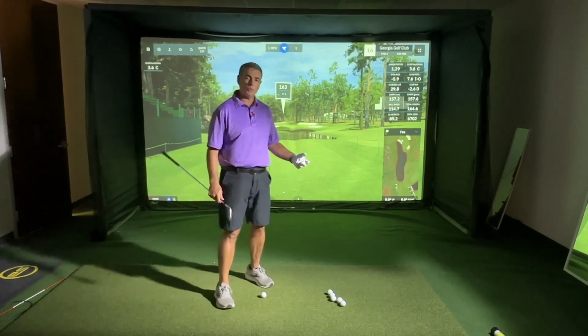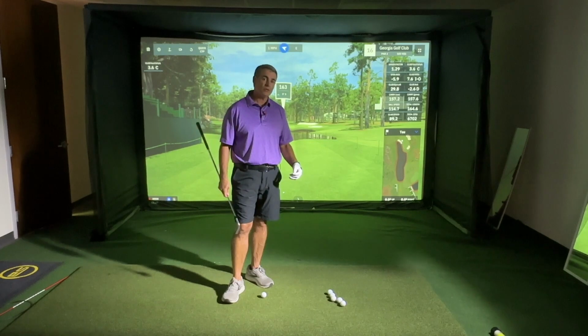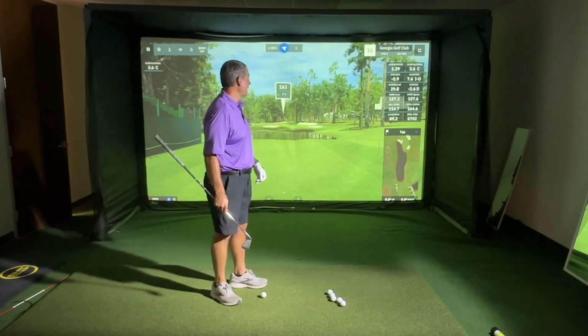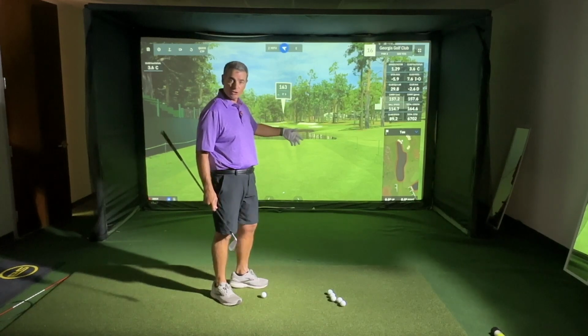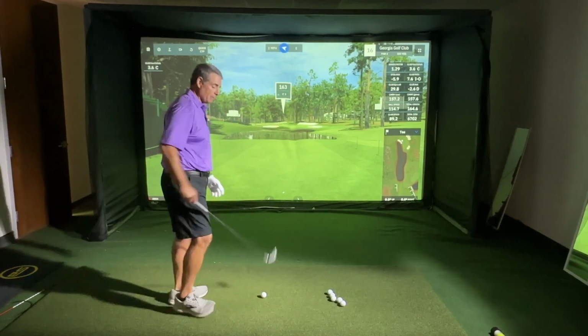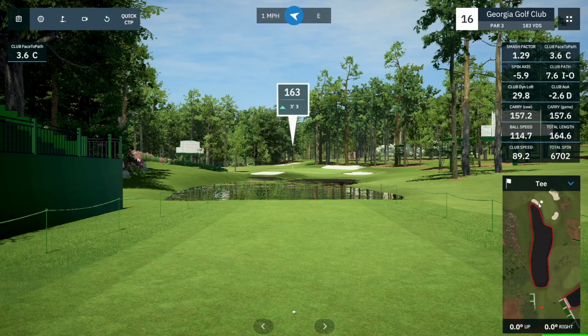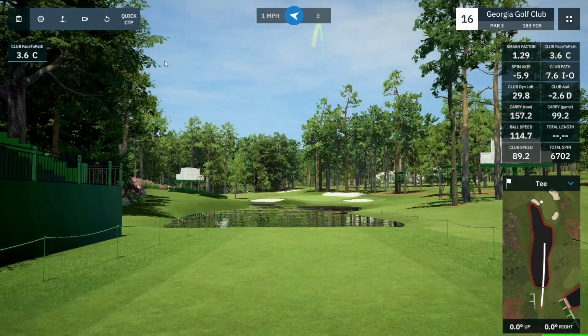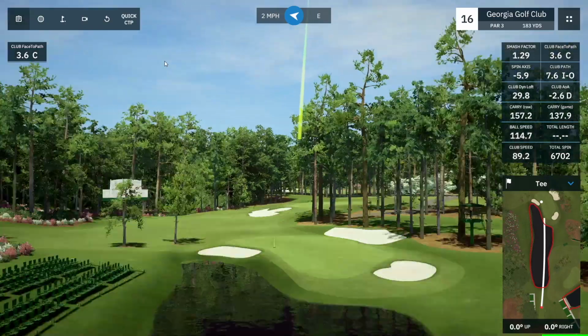I want to do this in a way so that if you use a home simulator or you have a launch monitor, you can also look at the data that's on your screen and try to figure out what's going on. So on that last shot that we just hit, I'm going to replay it here real quick. So let's watch. You can see the shot started off a little to the right, curved back to the left.